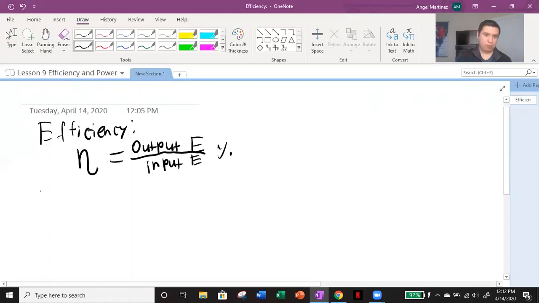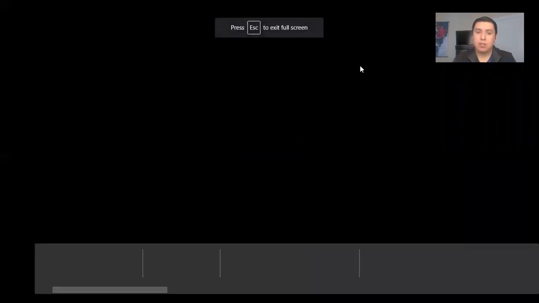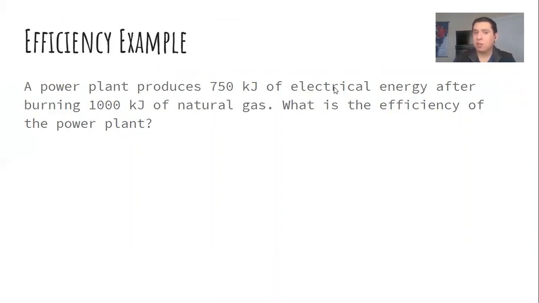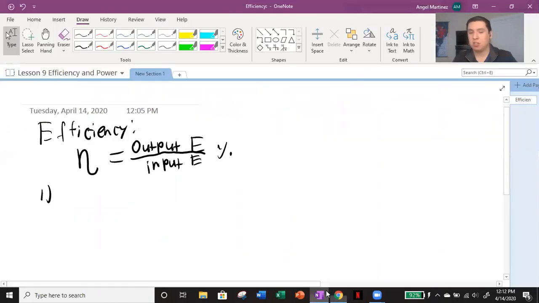So problem 1. It says a power plant produces 750 kilojoules of electrical energy after burning 1,000 kilojoules of natural gas. So natural gas is what goes into the system and electrical energy is what goes out. To give you a hint, you'll never get more energy out than what you put in, so it'll either be the same or less. Actually, more often than not, it's less because nothing is 100% efficient.